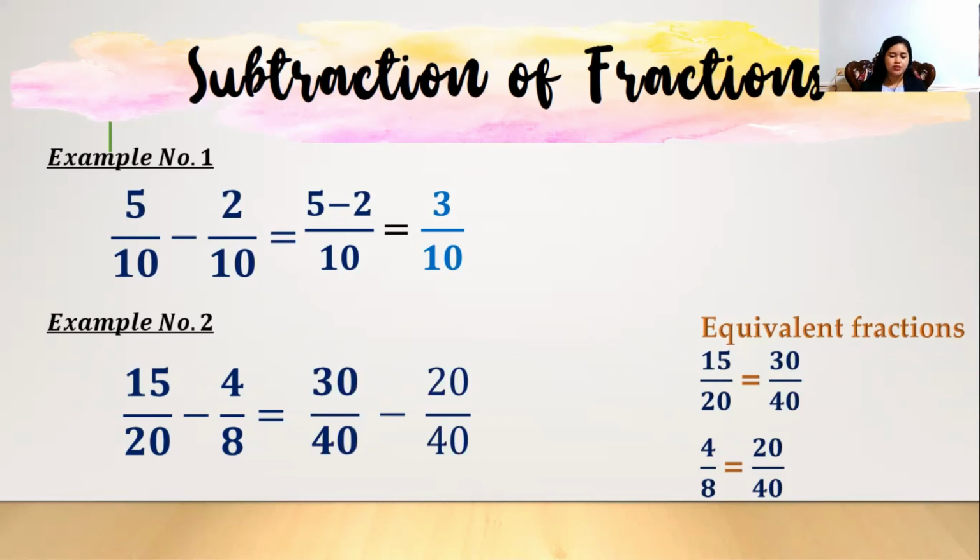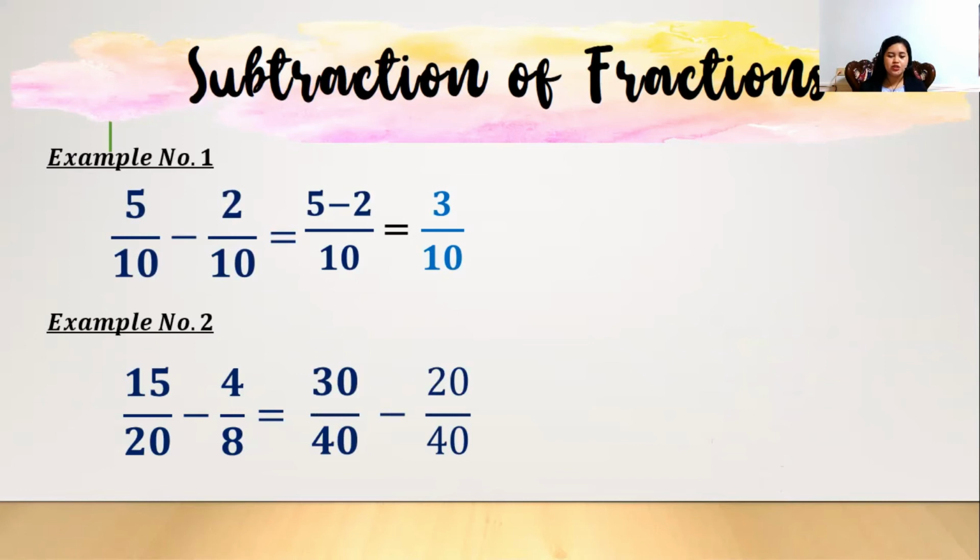So now we have similar fractions, meaning we can now operate on the two fractions. So we can perform subtraction of these two fractions. We copy the denominator 40 and then we subtract 30 minus 20. So the result is 10/40, or we can reduce the result to 1/4 since the numerator and denominator are both multiples of 10. If we divide both numerator and denominator by 10, the result is 1/4.